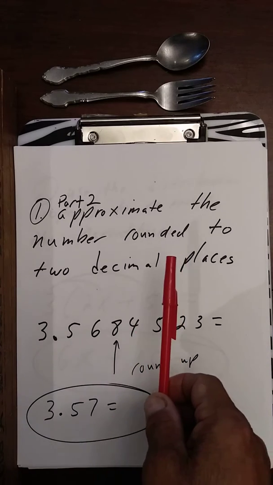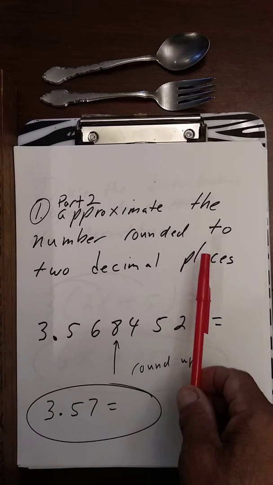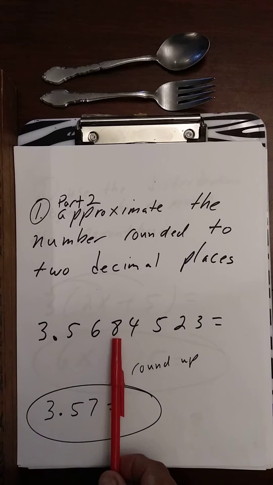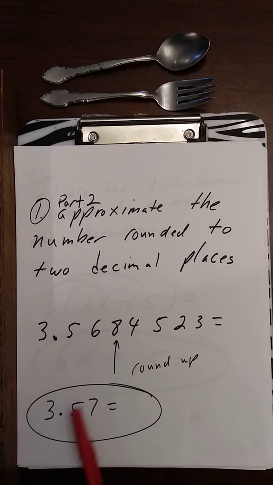Approximate the number rounded to two decimal places. That means look at the number right after the two decimal places. Is that 5, 6, 7, 8, or 9? Yes. Make this one bigger. So 3.57 is the answer.